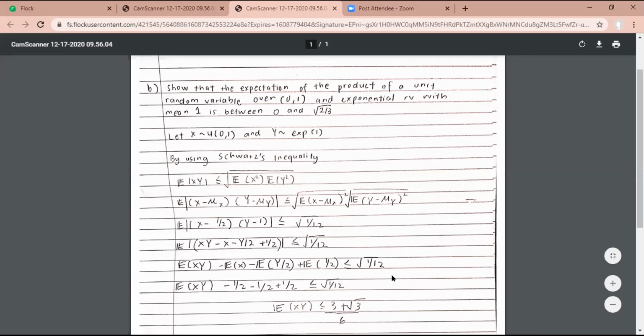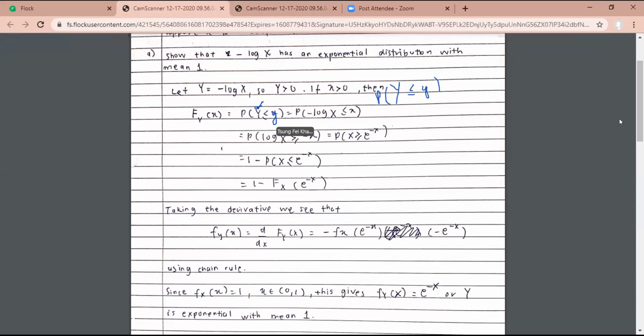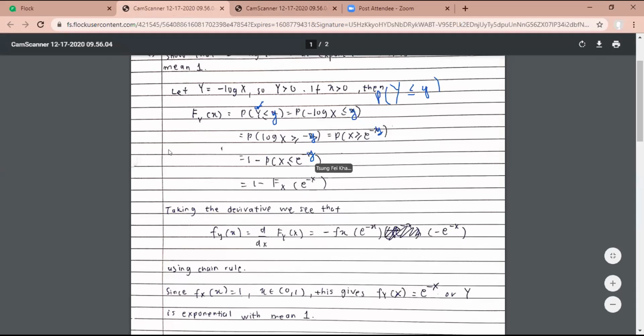Okay, let's go back to the first part. This is correct, but just for notation: since you already use big Y, you go with the small y. So these are all small y's, right?